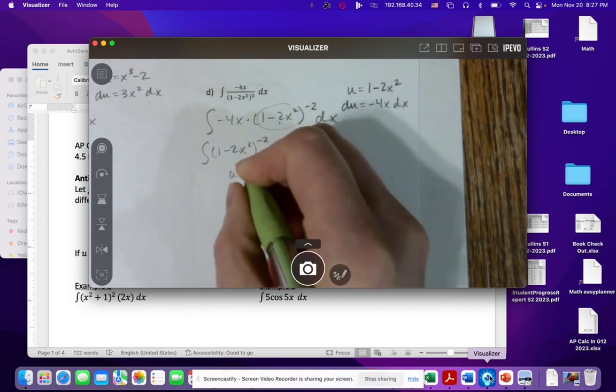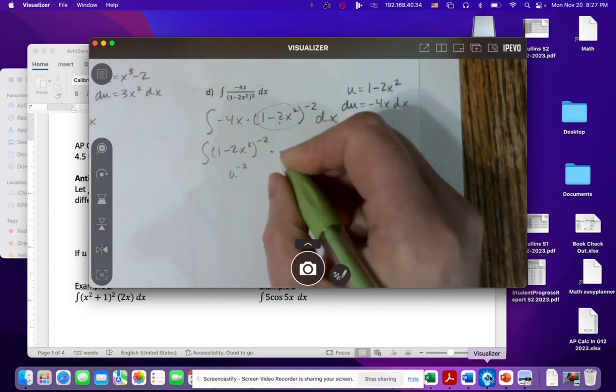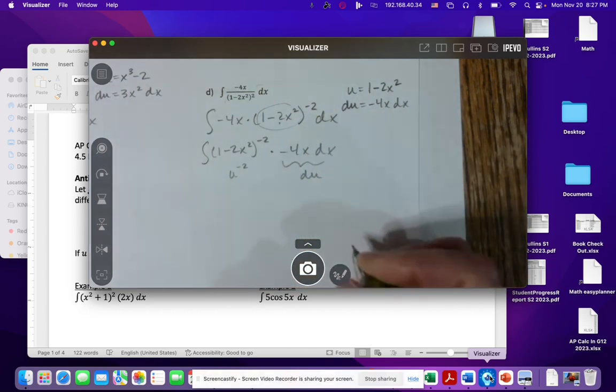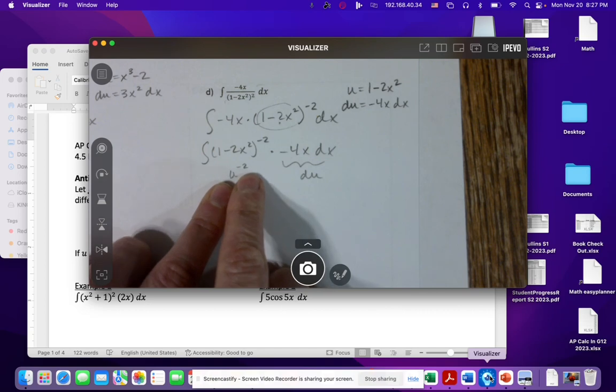This is going to be like u to the negative 2 power. And then we have times negative 4x dx. So all of that would be my du. So when I integrate, I'm adding 1 to this exponent.